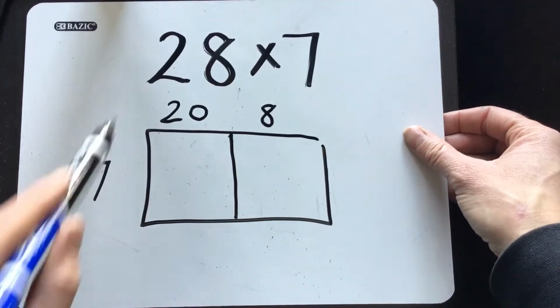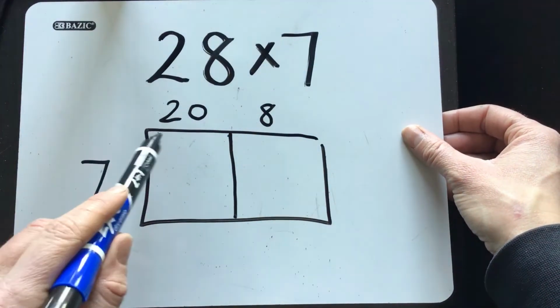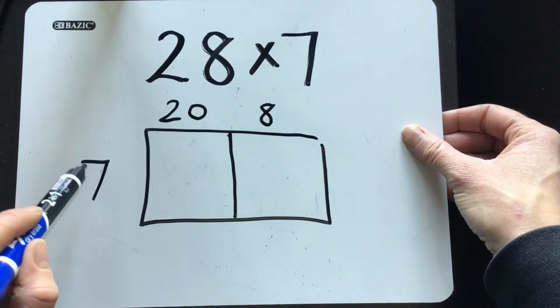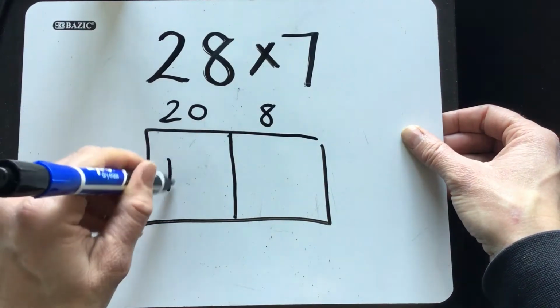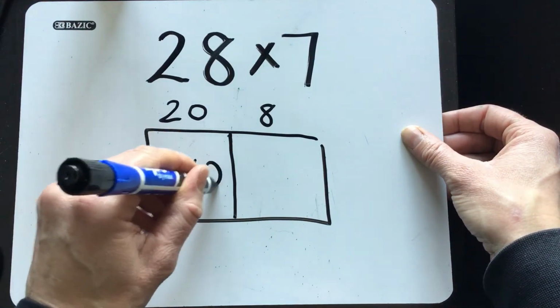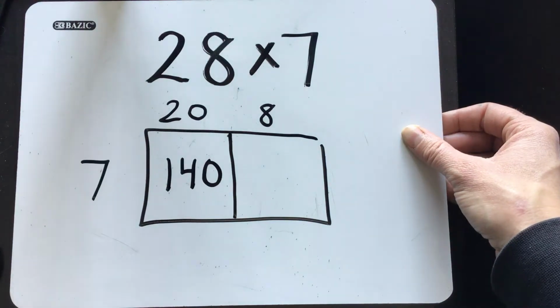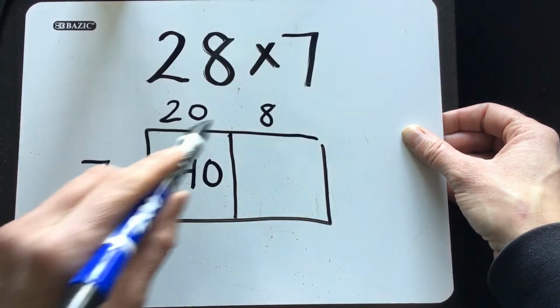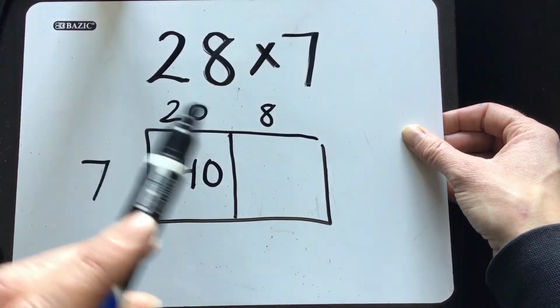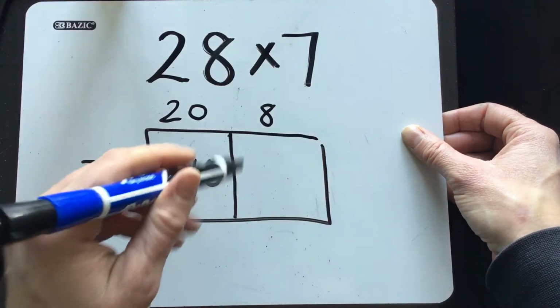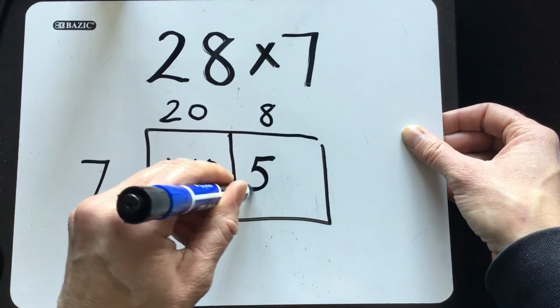Now like the split strategy, we split the 28. So now we have 7 times 20, or you can think of 7 times 2, put the 0 on the end. So 7 times 2 I know is 14, put a 0 on the end. So 7 times 20 is 140. Then I need to do 7 times 8. If I don't know 7 times 8, I could do 7 times 2 and double it, or I could do 7 times 4 and double that one. So 7 times 8 is 56.